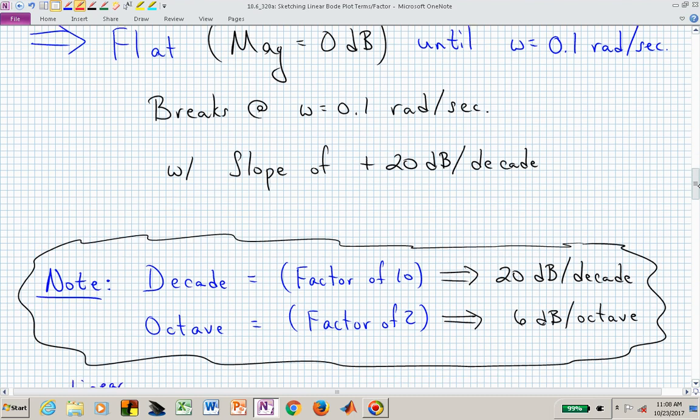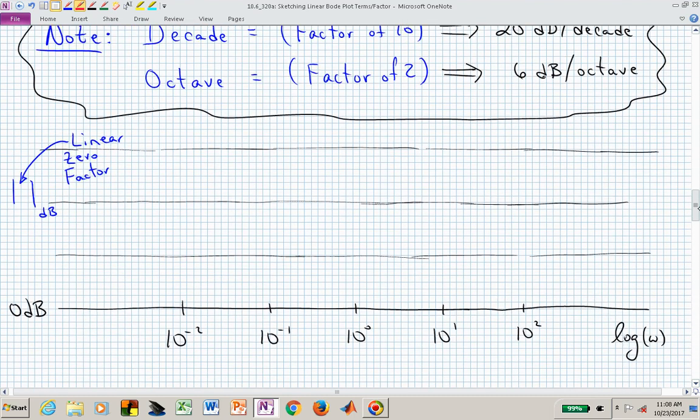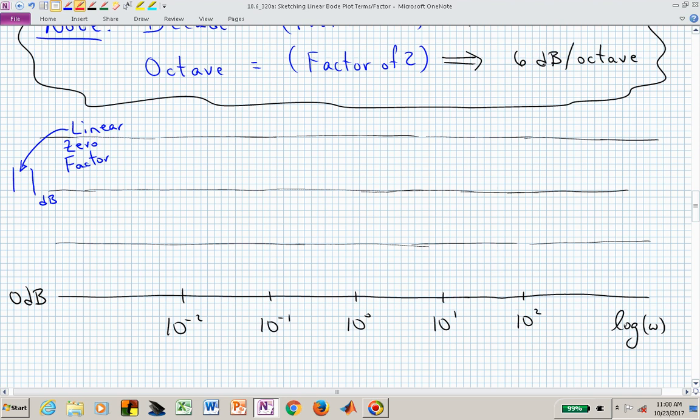We are now at 0 dB until omega equals 0.1. So you might try to just locate 0.1 on your graph, and 0.1 is 10 to the minus 1. We said that we're flat until that frequency. Now if we go a decade beyond that, and we're sloping at 20 dB per decade, then we should be at 20 dB one decade beyond 0.1. Well, one decade beyond 0.1 is 1.